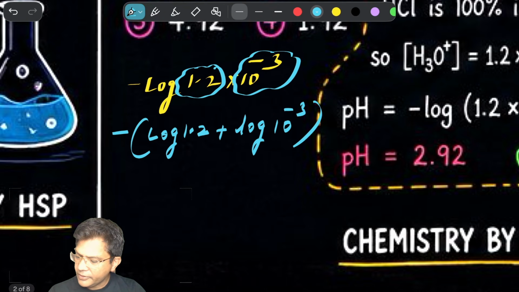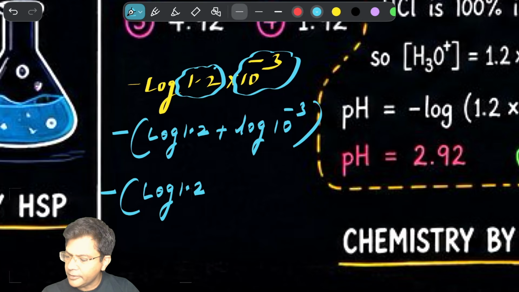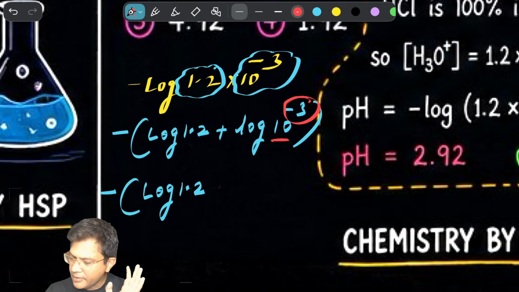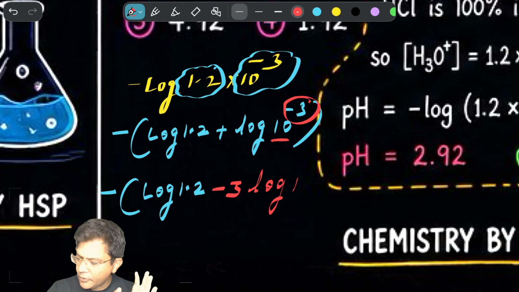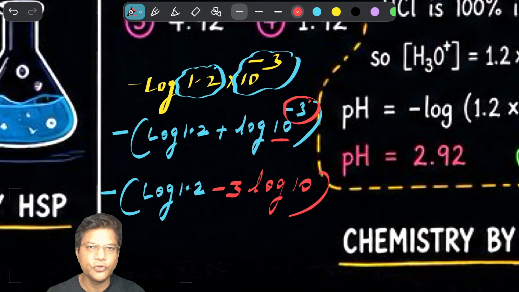Now you see, even if I want to do something, the minus sign outside, log 1.2, and you see over here that this is x and that is y. X raised to power y, what will I write? y log x. So I will write, this will become minus 3 log 10. I hope that if you did not know this maths, you should know.